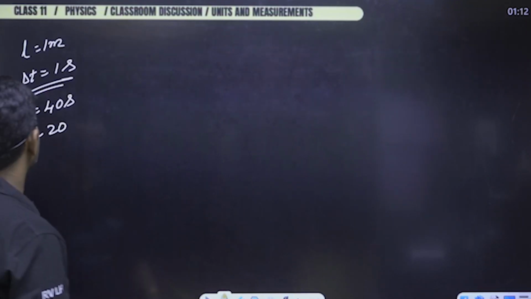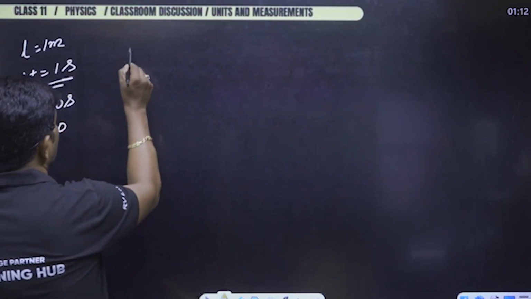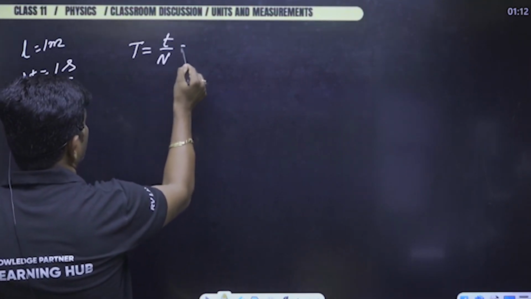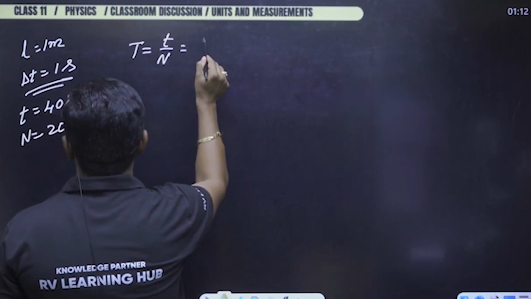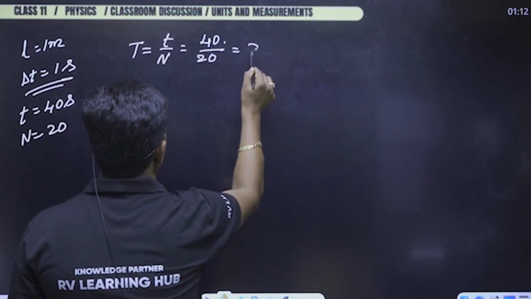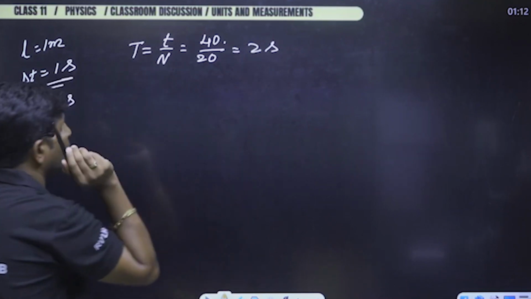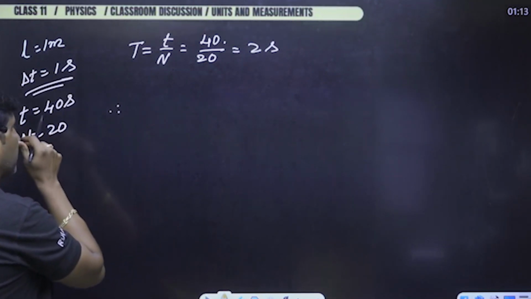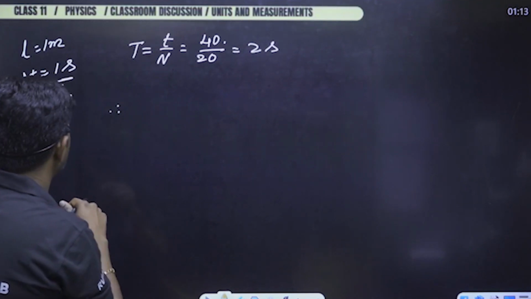So okay, say here, how can you simplify this, ma? Time period is always equal to total time divided by number of oscillations. Total time is 40 seconds divided by number of oscillations, which is 20. You will get the time period is equal to 2 seconds. Is it right, ma? Therefore, please calculate this value here. Please calculate this value.